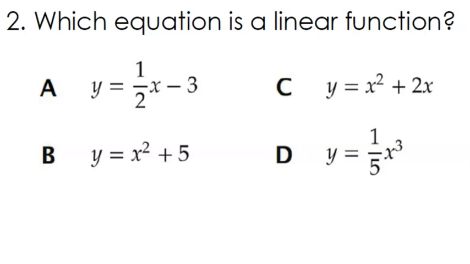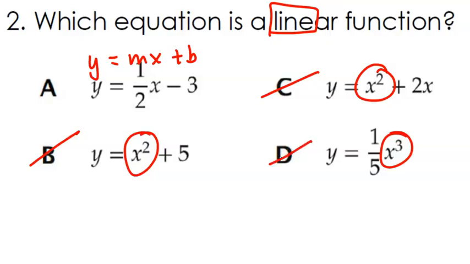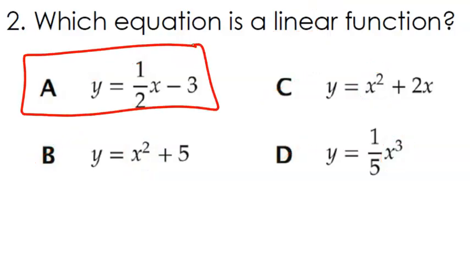Number 2. Which equation represents a linear function? A function that would have a graph of a straight line. Since there are no graphs here, we can only look at the equations. And equations have to be written in the format y equals mx plus b, where x and y have no powers. So this breaks the rule. This one breaks the rule, and D also breaks the rule. A is a linear function.